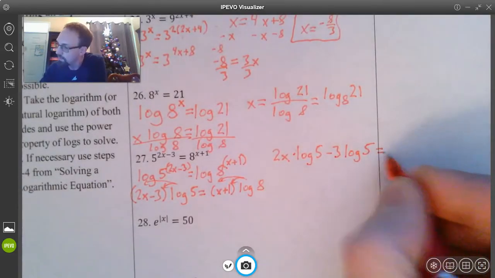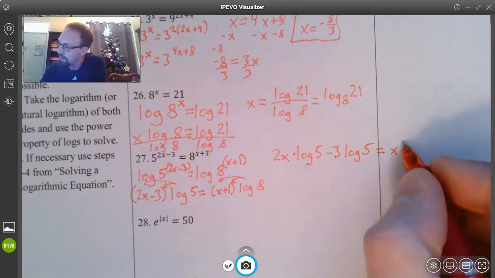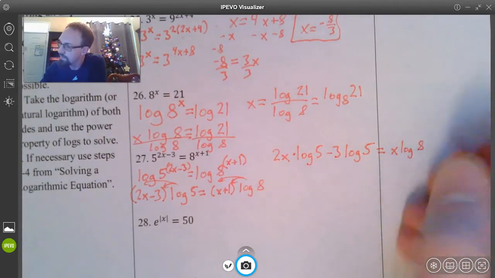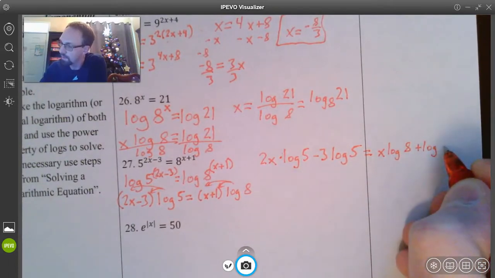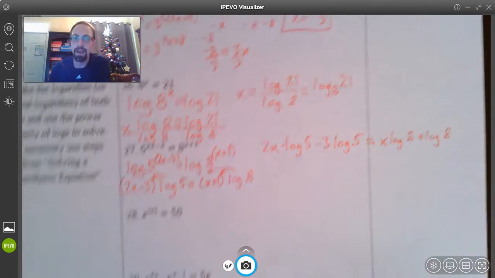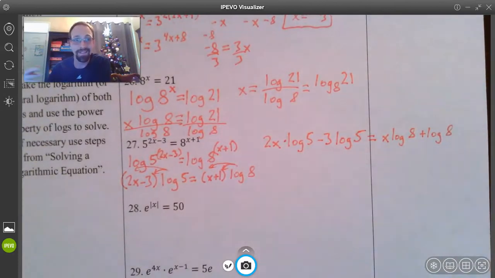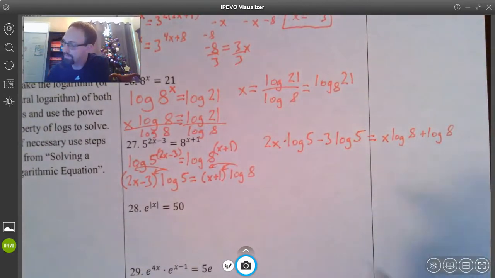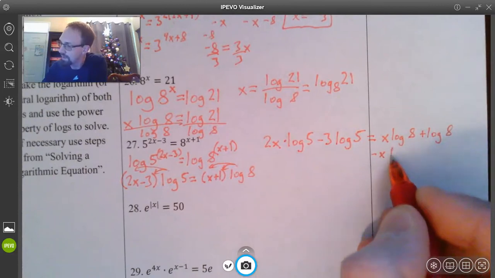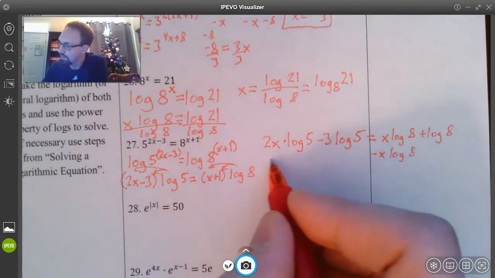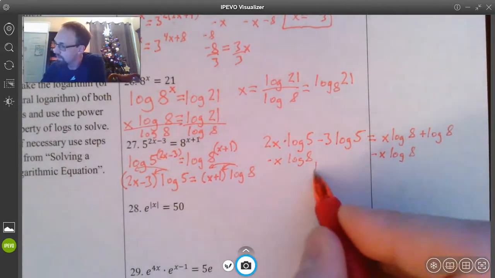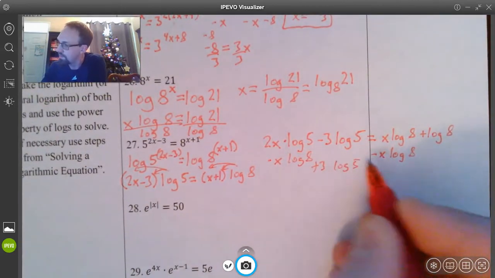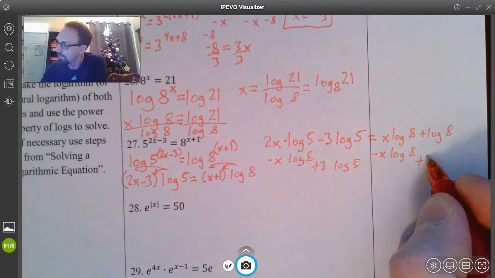And then that's equal to x log 8 plus log 8. Now I can get everything that has a variable to the same side. So minus x times log of 8 on both sides. I'm going to add 3 log of 5.